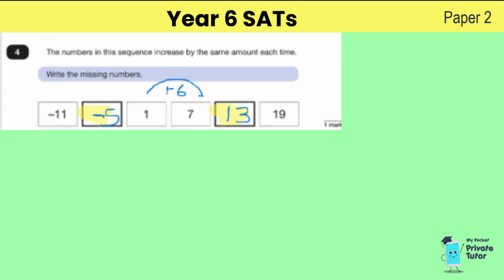Now I'm just going to double check that from minus 5, if I took away 6, that I got to minus 11, and yes I do. Minus 5 take away 6 is minus 11. I'm happy that those are the 2 missing numbers.